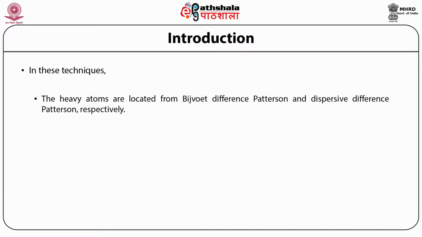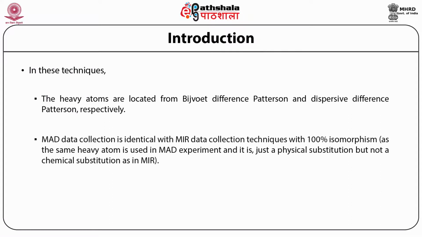The heavy atoms are located by first computing a difference Patterson with the peak wavelength data, and a dispersive difference Patterson computed from the inflection point data and from one of the remotes, respectively. Multi-wavelength anomalous diffraction, or MAD, data collection is identical to multiple isomorphous replacement with 100% isomorphism because we use the same heavy atom in the MAD experiment. It is just a physical substitution, varying the wavelength to make it behave like another atom, but not a chemical substitution as in MIR. Let us now study these different methods in detail.